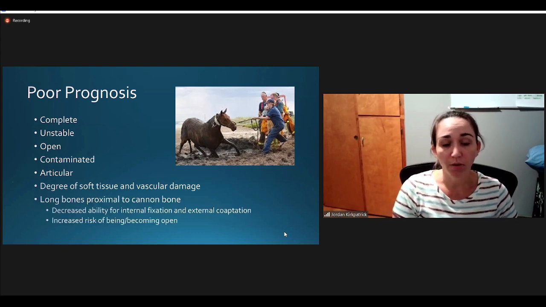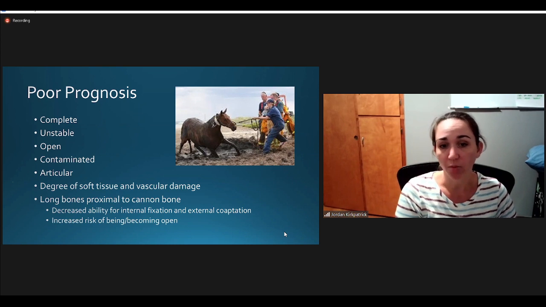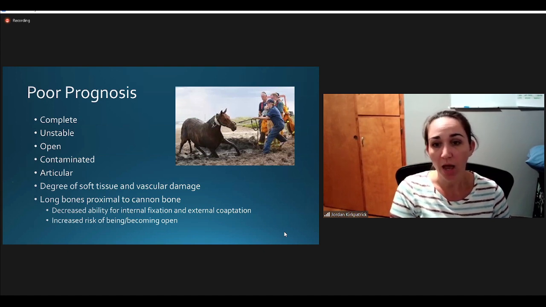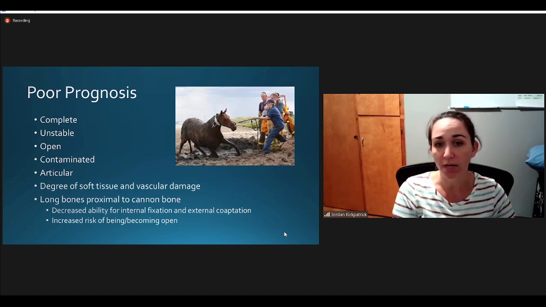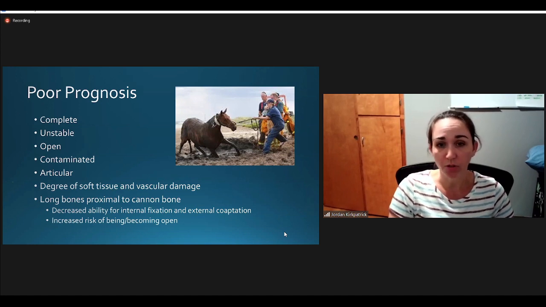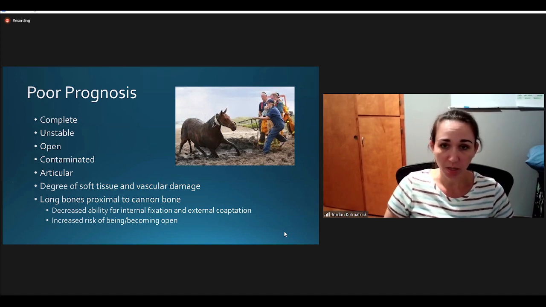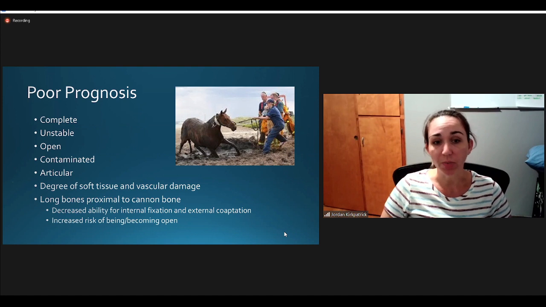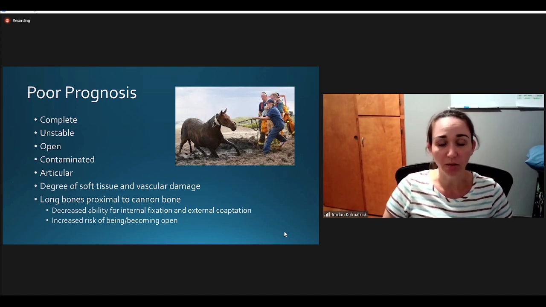And then long bone fractures that are proximal to the cannon bone, so proximal to the metatarsus or metacarpus. There's decreased ability for internal fixation and external coaptation higher up the limb. And again, because there's muscle on the lateral side, but not the medial side, those fractures are more likely to be open and contaminated, which decreases the prognosis. They also need stronger implants higher up because the bones are bigger. And again, we only have implants that are made for people, so it can make fracture repair a little complicated.